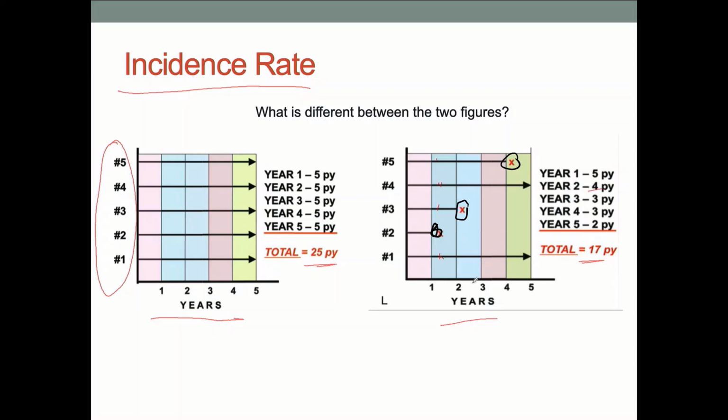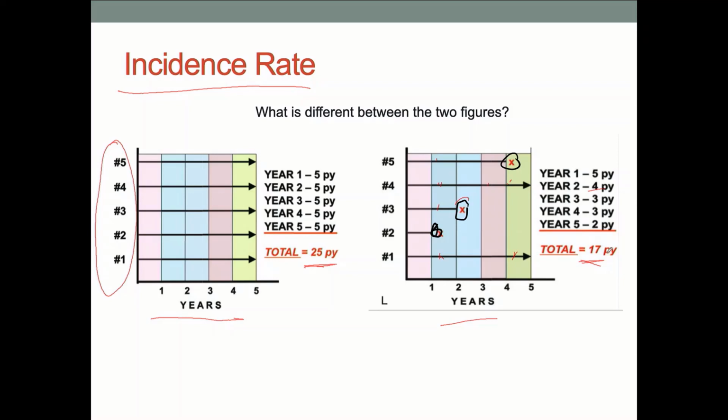Year 3, we have 1, 2, 3, because this person no longer contributed. So year 3, there are 3 person years contribution. And year 4, they have also 3. And then year 5, there's another one who dropped, so we have only 2 person years. So we add these up and it becomes 17 person years. That's why incidence rate is important, because then we can compare the risk when not everyone is contributing and the numbers are different.